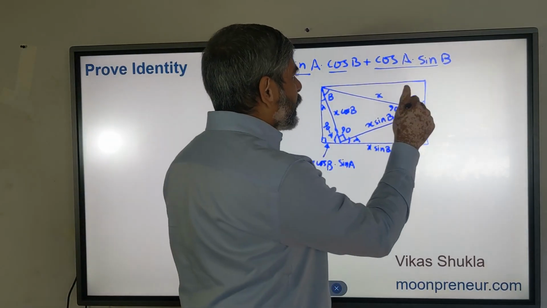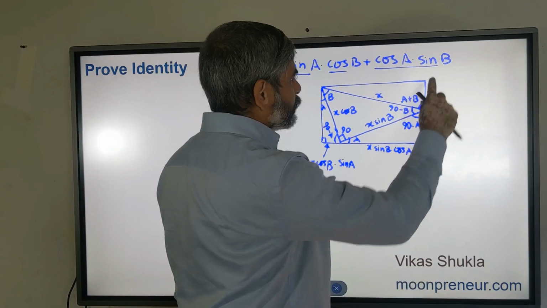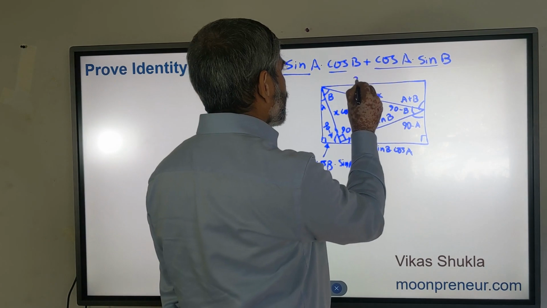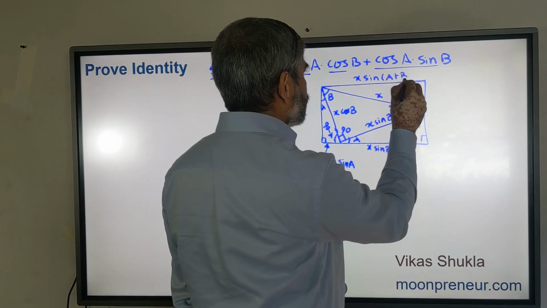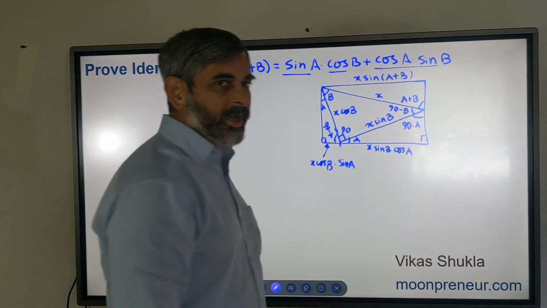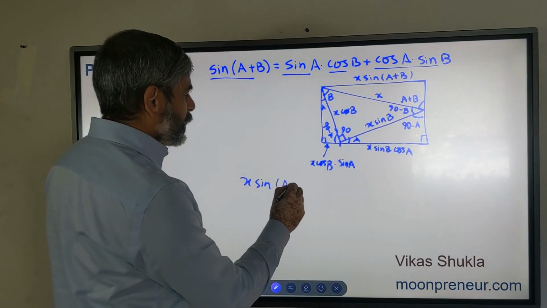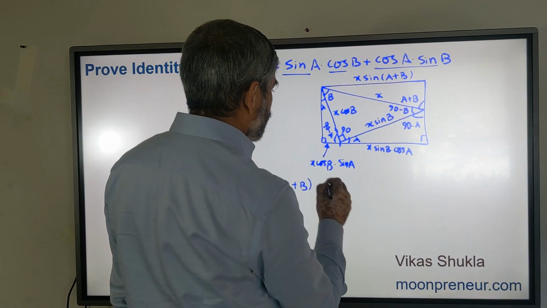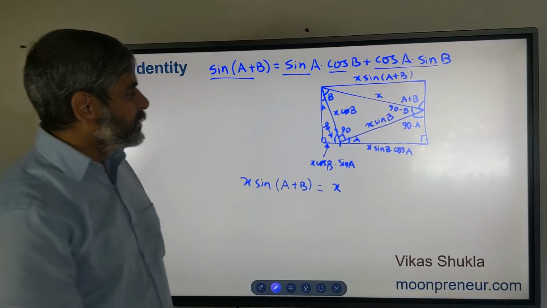Now because this angle is A plus B, this projection for example is x cos(A+B), and this side has this projection as x sin(A+B). Now this side is equal to the sum of this side plus this side. So we can write x sin(A+B) is equal to, I'll write this one first. I will just reverse things a little bit to make it look similar to the identity.